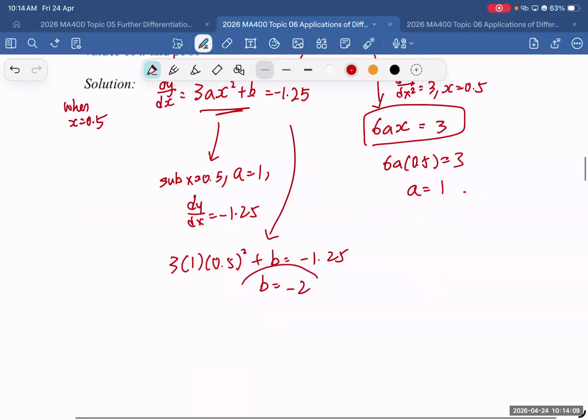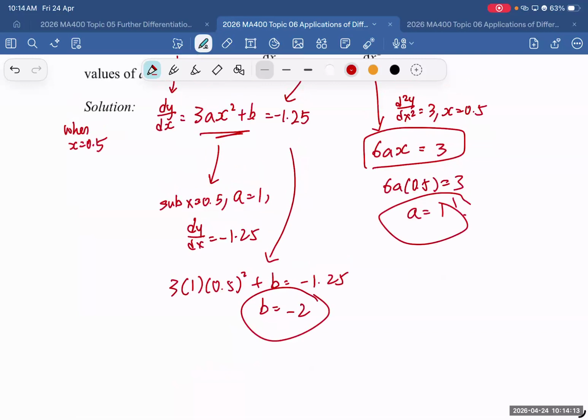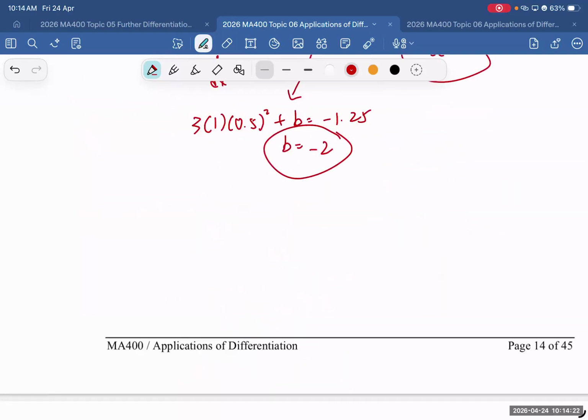Can? So, who is done with 3? Who has not done 3.2 yet? Okay, there we go. Okay, slowly. Can now. Okay. I understand.